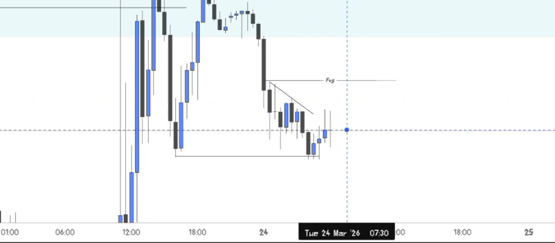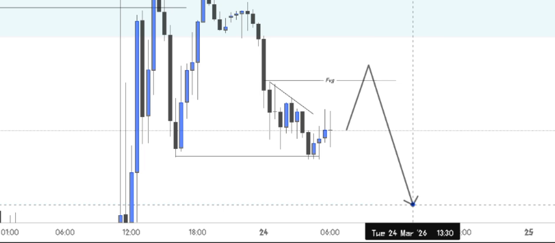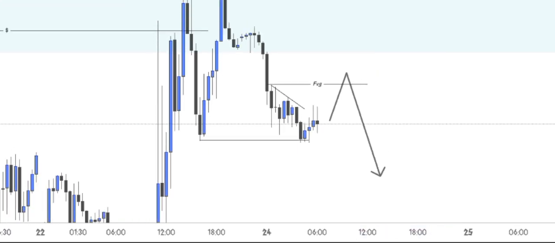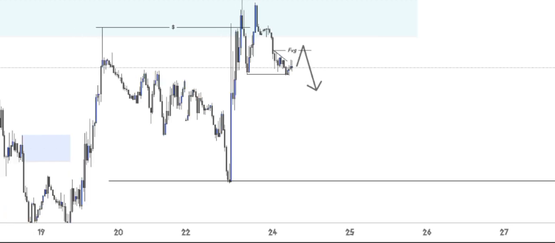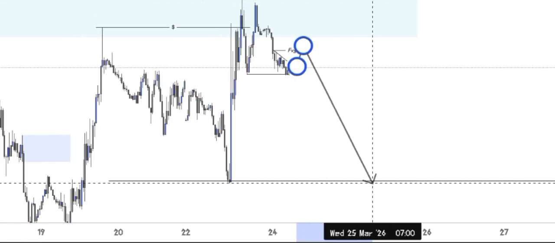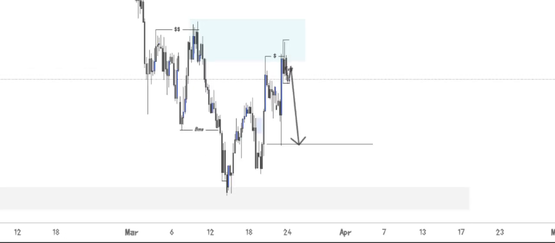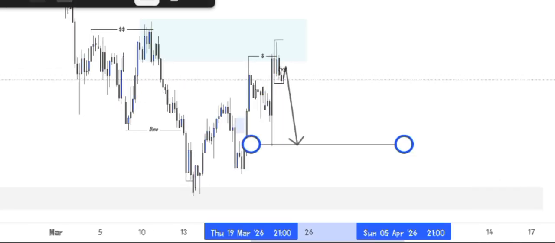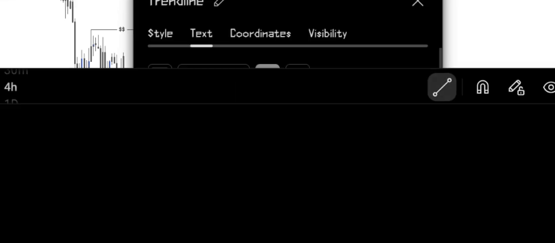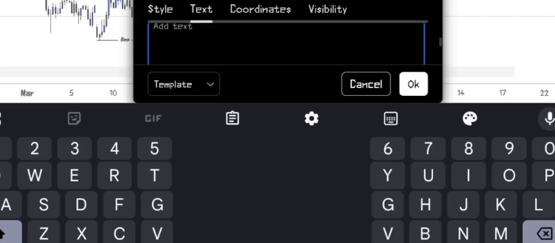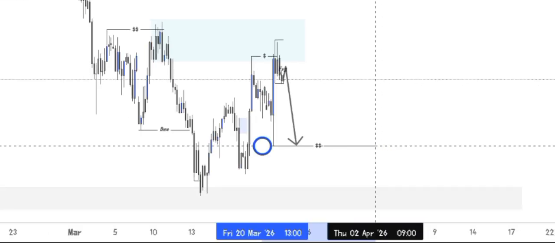Once again, we are looking for liquidity sweep to the fair value gap, and we are shorting this position to where, guys? We are shorting it to this down move right here, because if you go to our 4-hour time frame, this is actually a weak liquidity. I normally use this as liquidity because there's no strong demand there.